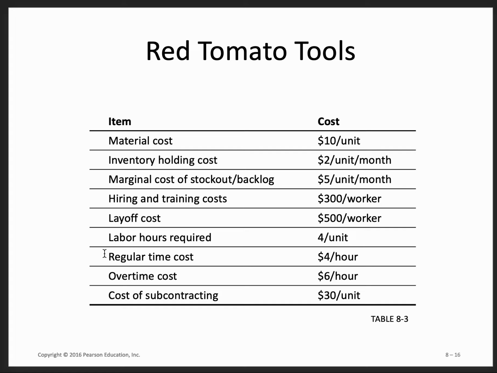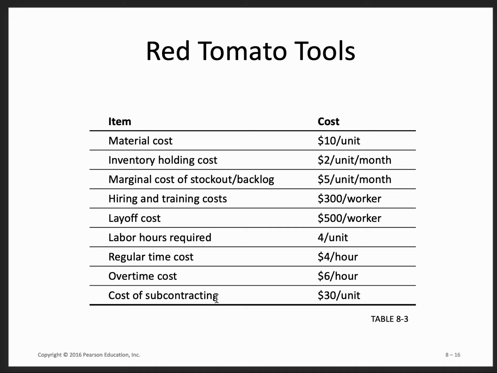The cost that you pay your workers for working regular time, not overtime, is $4 per hour. The cost that you pay them for overtime is 1.5 times that, about $6 per hour. Now, obviously, as you see, this is an old example. $4 per hour is not even minimum wage, but this is just an example, so keep that in mind.